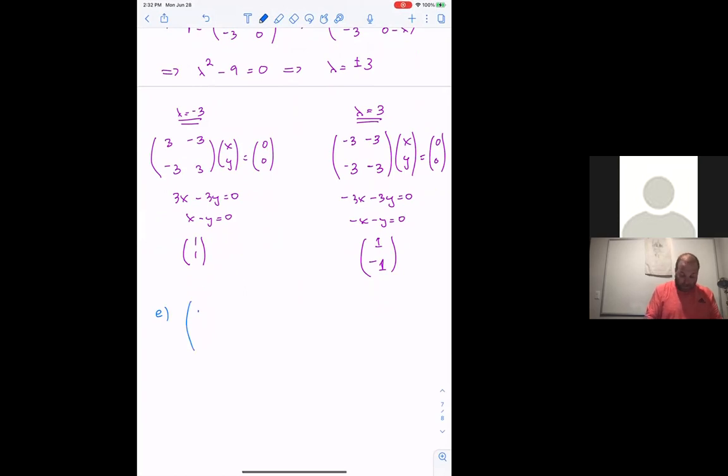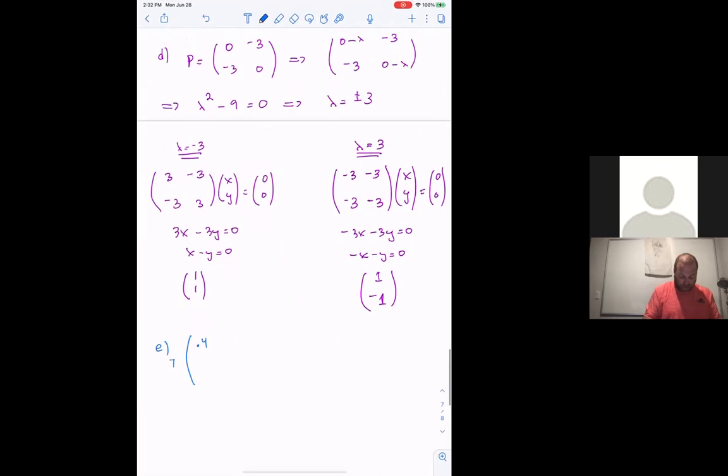Now, the next one is a little bit connected to the previous section, because we have the matrix T, they're calling it, [0.4, 0.7; 0.6, 0.3]. How is this connected? Because this is a transition matrix. Notice that the probabilities, the numbers, they add to 1. And none of them are 0. They're all positive. So this is a regular transition probability matrix.